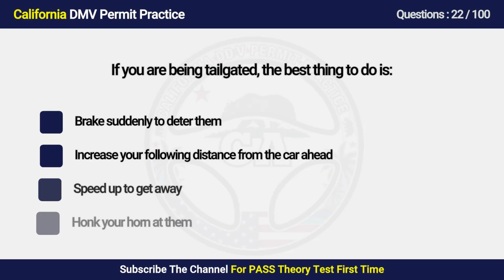Question 22. If you are being tailgated, the best thing to do is: A. Brake suddenly to deter them. B. Increase your following distance from the car ahead. C. Speed up to get away. D. Honk your horn at them.